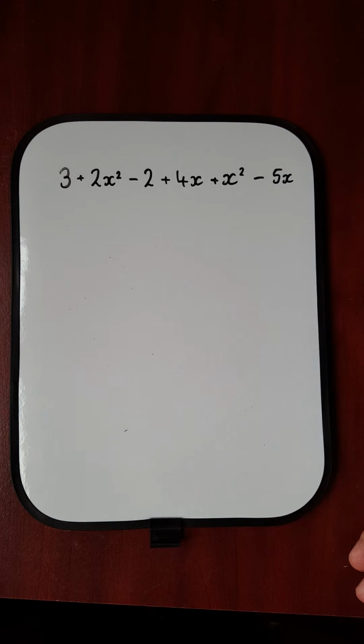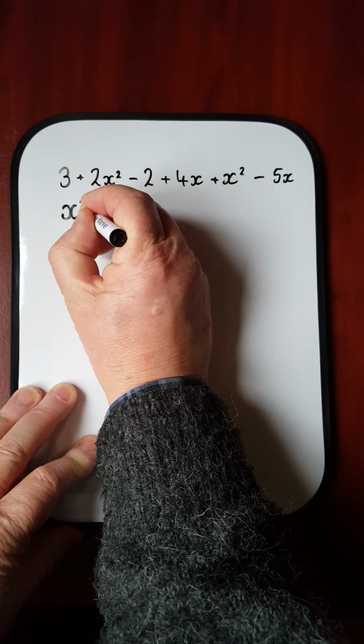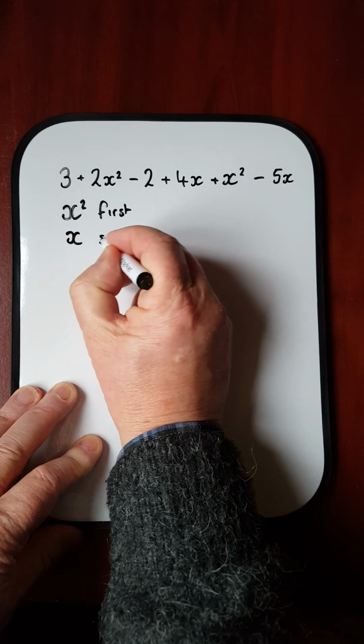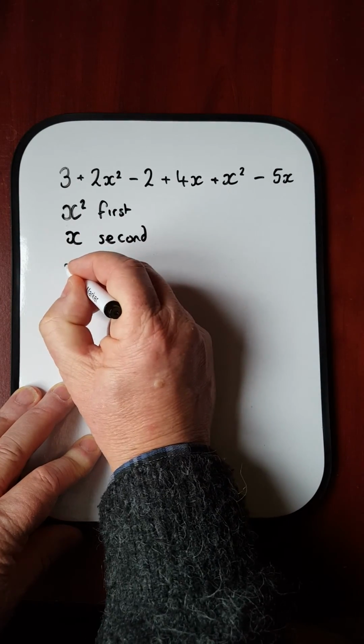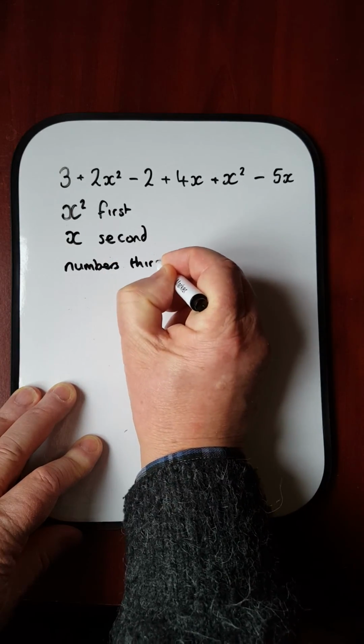It's got numbers, it's got x's with powers on them, and it's got regular x's. Now if you come across something like this, what you need to do is get together all of the like terms, and rearrange your expression so that it shows that you've pulled them together. Now my suggestion in this situation is to do the x squareds first, and then the x's second, and then the numbers third. Let me show you what I mean.